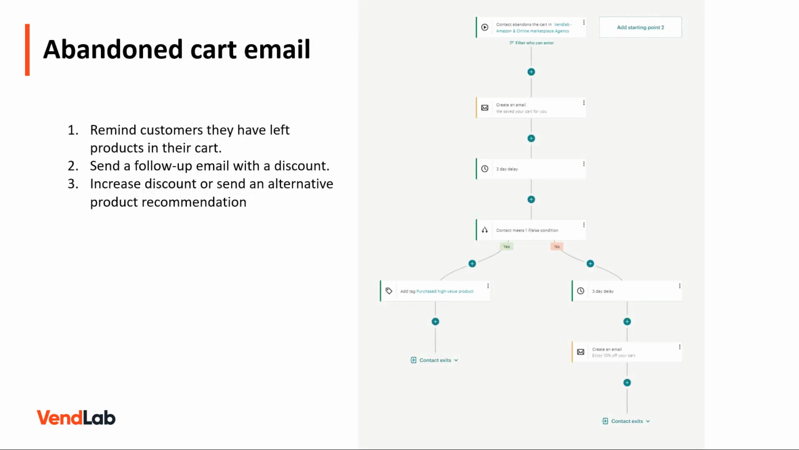An abandoned cart sequence emails customers who added the product to a cart but never paid for it. It is one of the email series with the highest conversion rate. If you do not have it on your site, you're leaving money on the table. A simple abandoned cart sequence would be: remind customers they've left a product in the cart, send a follow-up email with a discount, and then increase the discount or send an alternative product recommendation. On the right here, we have the abandoned cart flow, which is available in Mailchimp.